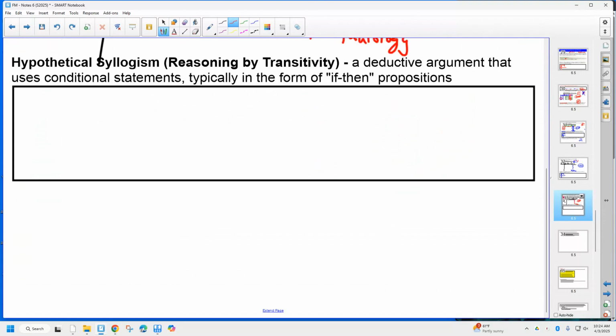Which is your 4th method. Hypothetical syllogism, or reasoning by transitivity. There's your transitive property. A deductive argument that uses conditional statements, typically in the form if-then propositions. If P, then Q. If Q, then R. Therefore, if P, then R. It's just like the transitive property from algebra. If you land on P, then you get to slide all the way past Q straight to R. That makes sense, and this is the 4th one that's valid. So what do we have? We have Modus Ponens, Modus Tollens, Disjunctive Syllogism, and Hypothetical Syllogism.